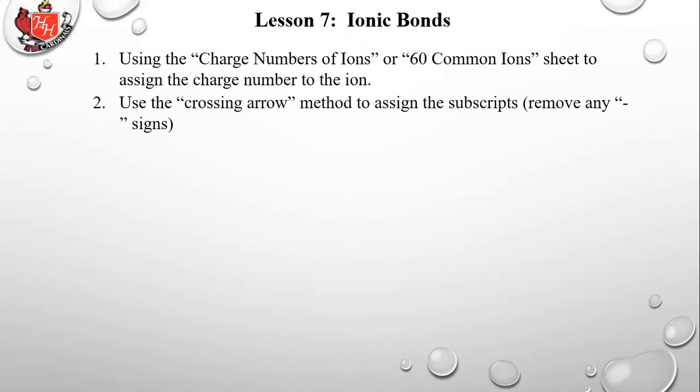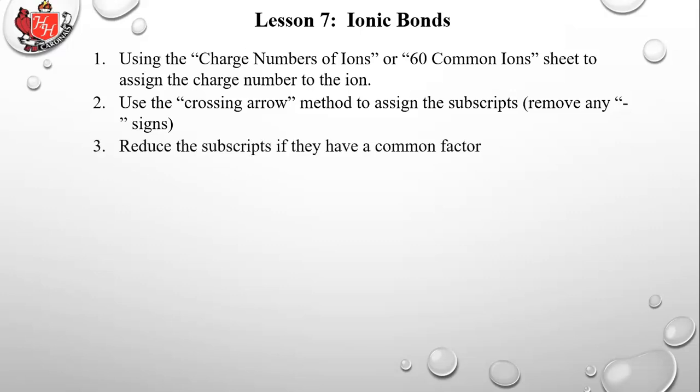So using the charge numbers of ions in the common ion sheet, and you will not have that sheet in your hands when you do this assignment, but you'll have it soon enough by the end of this week. Use the crossing arrows method to assign the subscripts, remove any negative signs, reduce the subscripts if they have a common factor. So let's do a couple of these, and you can just look at your periodic table.